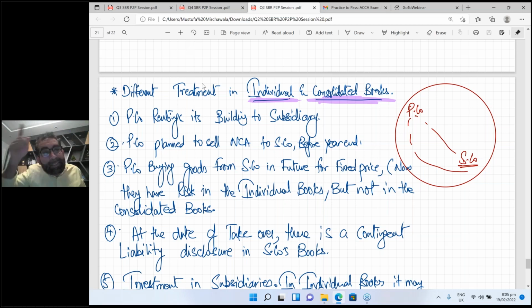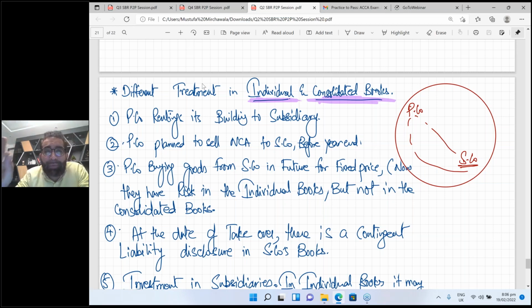But now come to the consolidated books, a single unit. Just think, the parent company is selling to S company, that means within the group. So within the group it's not a sale. That means this asset will be used within the group continuously. So for the group accounting purpose still IAS 16 will be applied.